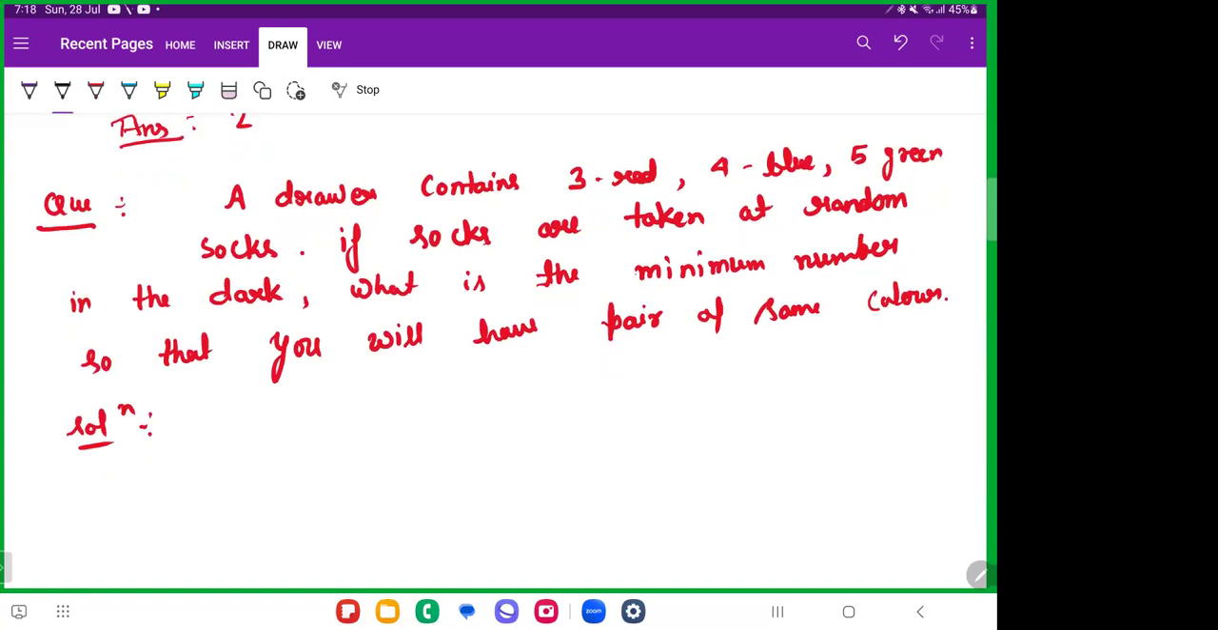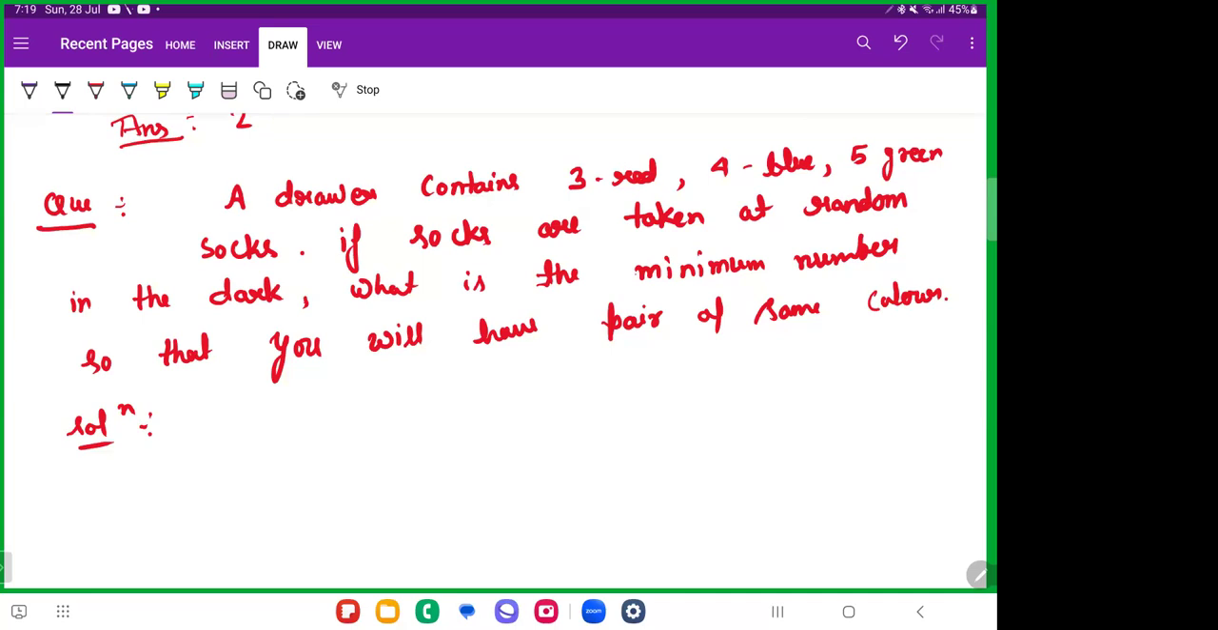Okay. Justification? If you pick two from red, you are done. If you pick two from blue, you are done. Same for green. If you pick separately one of each color, then the third one has to repeat. So you are done with a pair.